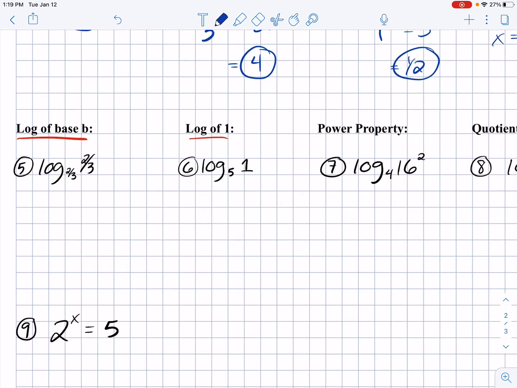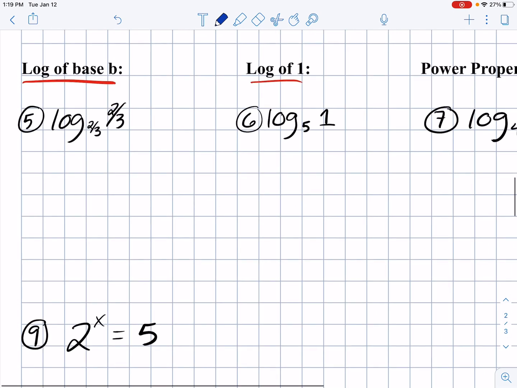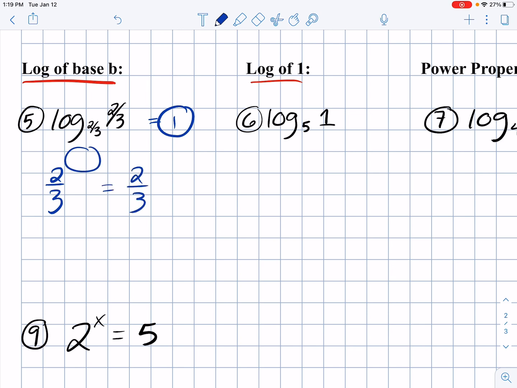Okay, here's what I wanted to focus on. Log of b base b and log of 1. These are really important because the log of something with the same base is always going to equal 1. Because this is asking 2/3 to what power gets you 2/3? Always going to equal 1.